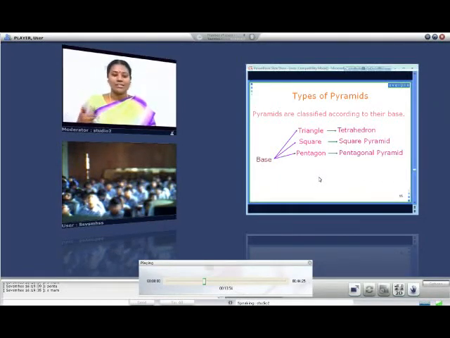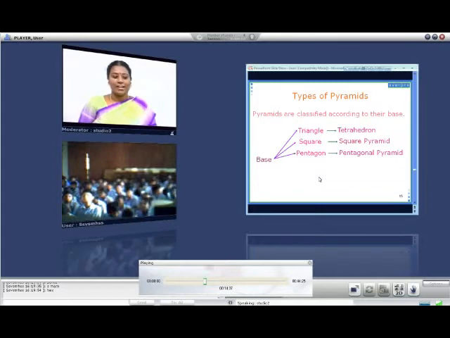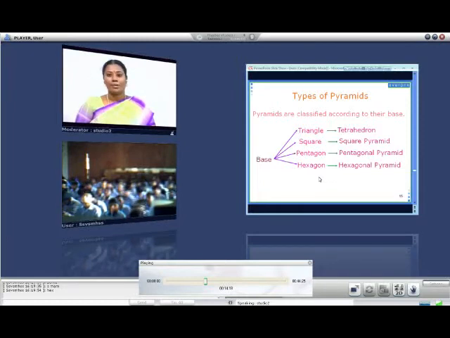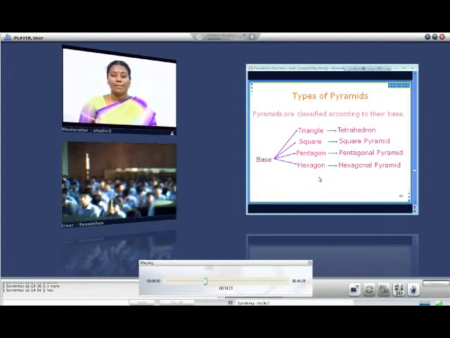Okay, so next, what is the next polygon, children? We have taken triangle, square, pentagon, and then hexagon. Yes, very nice of you. So hexagon is going to be the next polygon. If your base is a hexagon, you call the pyramid a hexagonal pyramid. Is that clear? If the base of the pyramid is a hexagon, you call it a hexagonal pyramid.